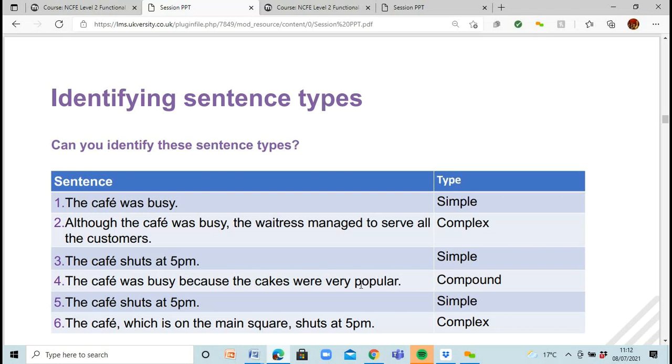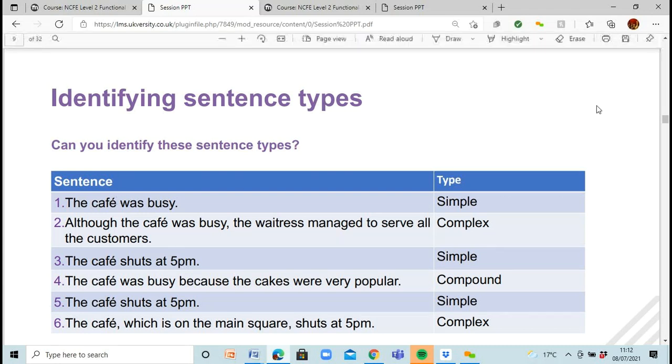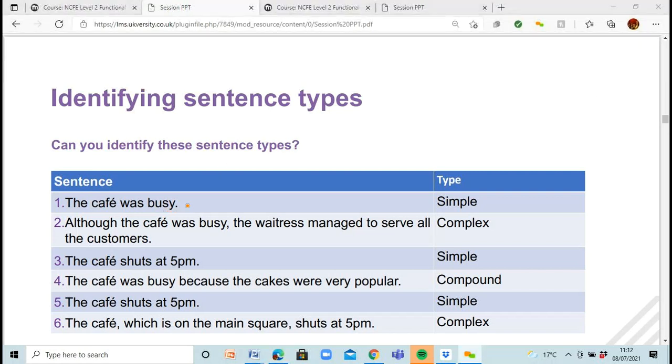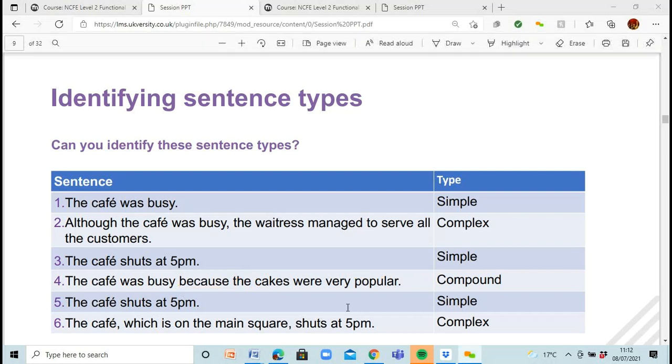Simple, the cafe shuts at 5 p.m. We're going to turn it into, let's do a compound sentence now. So the cafe was busy. We know it says the cafe was busy here as a simple sentence, but let's stick two sentences together to make it into a compound. Because the cakes were very popular. So we could have ignored because and made two simple sentences and said the cafe was busy. Full stop. Then put a capital there. The cakes were very popular. They wouldn't stand alone, they would both work, but then they're too simple. They're just two simple sentences. So we put because. The cafe was busy because the cakes were popular.